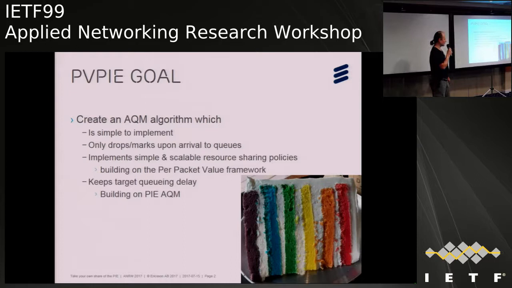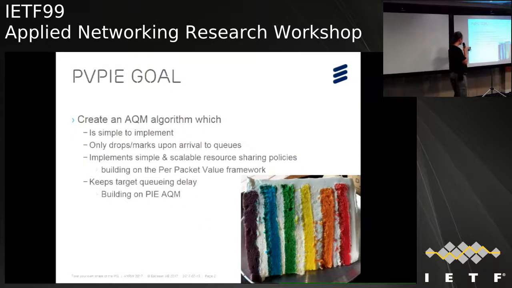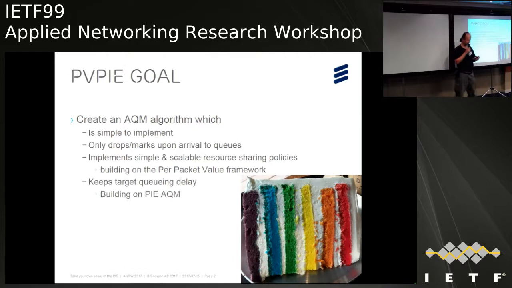So what is our goal with PVPI? We would like to create an AQM algorithm which is simple to implement and only drops or marks upon arrival to queues. We would like to implement simple and scalable resource sharing policies building on the per packet value concept we published before, but I will give an introduction to that. We would also like to keep target queuing delay, building on the PI AQM. So it's in effect a combination of the per packet value framework and the PI AQM.